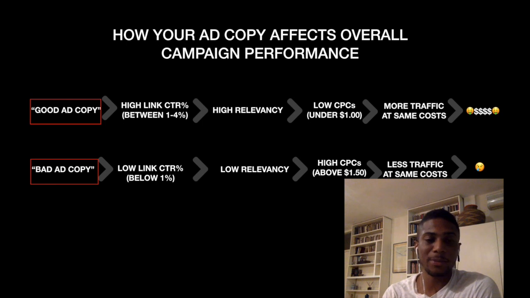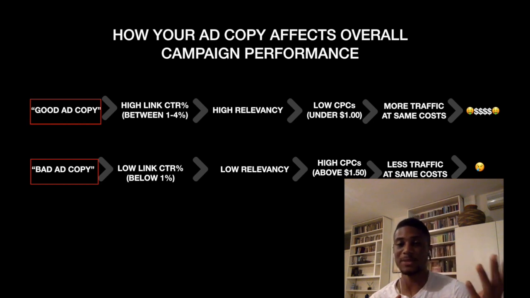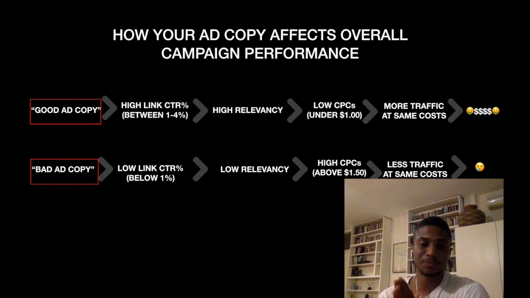Bad ad copy, on the other hand, means you have a low link click-through rate, below 1%. A low link click-through rate is going to mean low relevancy. Facebook is not going to push your content out as much. You're going to therefore get high CPCs, high cost per clicks, above probably $1.50, $2, sometimes even $3, $4, which, if you're selling an average, fairly low ticket item on Facebook, you can't deal with those cost per clicks. You're going to have less traffic at the same cost. You're not going to be profitable, or you're going to reduce the chance of you having a lot of sales when you aren't generating that amount of traffic. Unless, again, your conversion rates on your store are crazy amounts, you aren't going to be profitable.